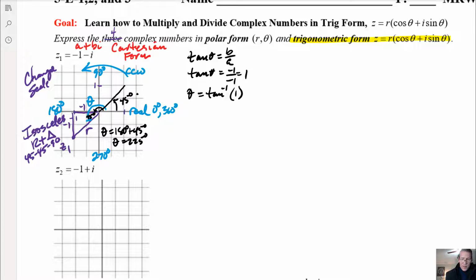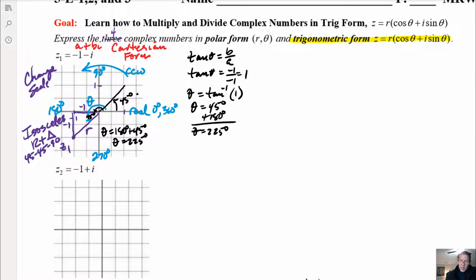So you graph 45. You'll notice that that is not the angle we're looking for. We're looking for theta, which is between 180 and 270. So if you use the calculator, it'll give you 45 degrees, but to get to quadrant 3, you've got to add 180 to it. And so therefore, theta is 225.